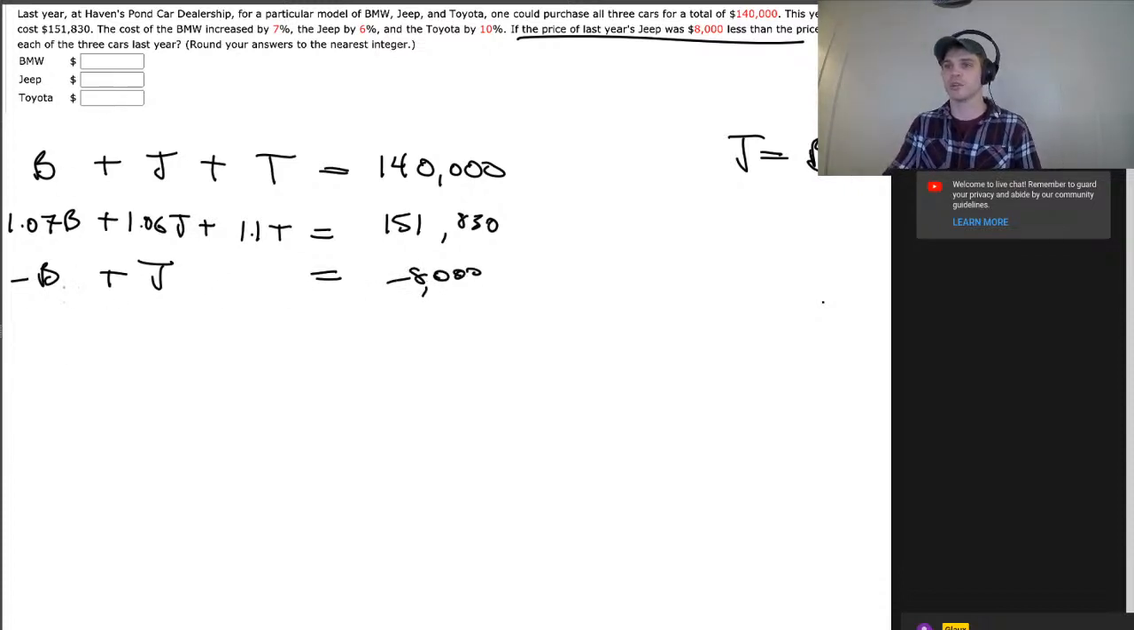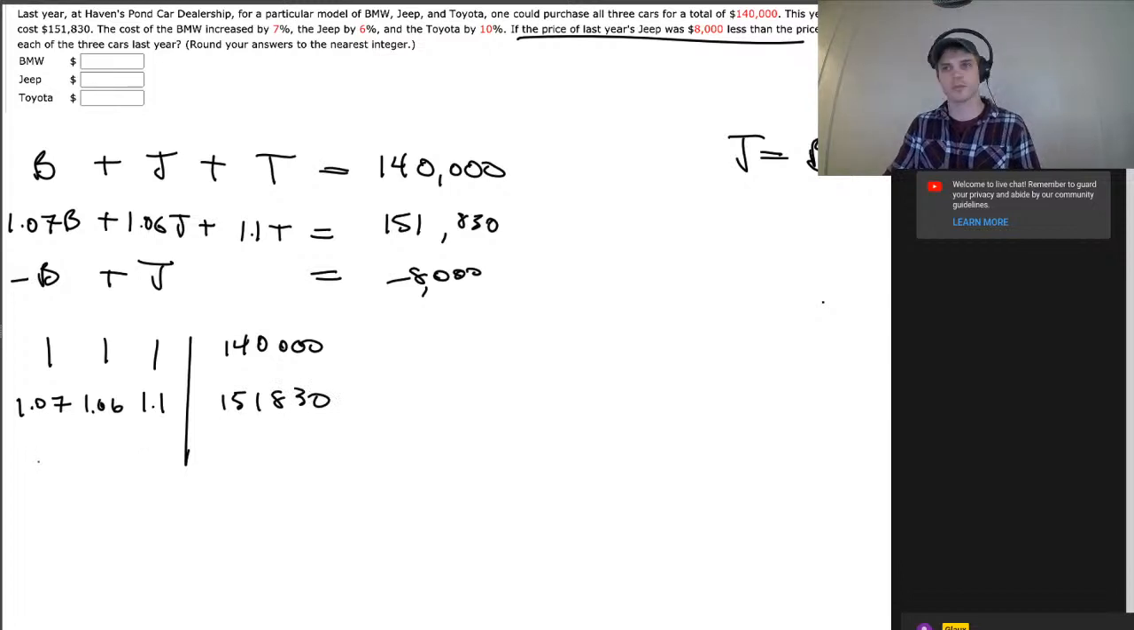Okay, so let's just get rid of all of these variables here. We'll just use the coefficient matrix: 1, 1, 1, 140,000; then 1.07, 1.06, and 1.1, 151,830; and then we've got negative 1, 1, 0, negative 8,000.